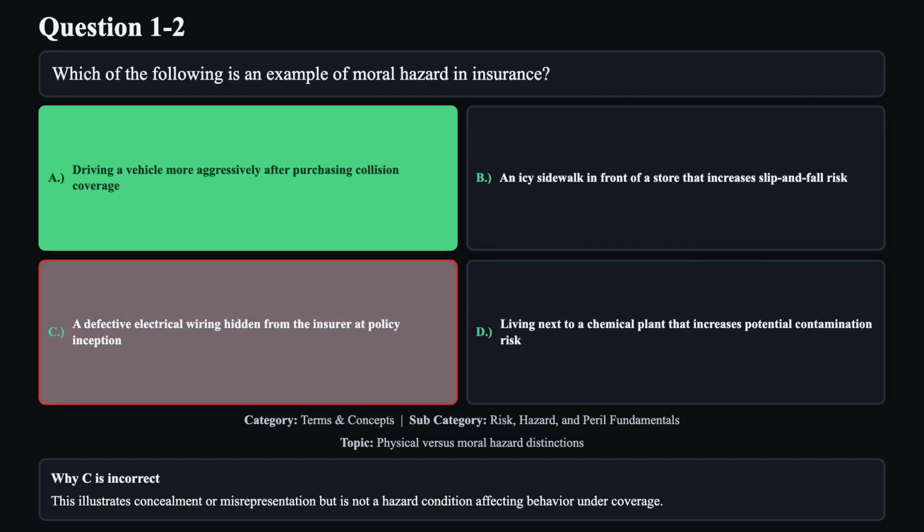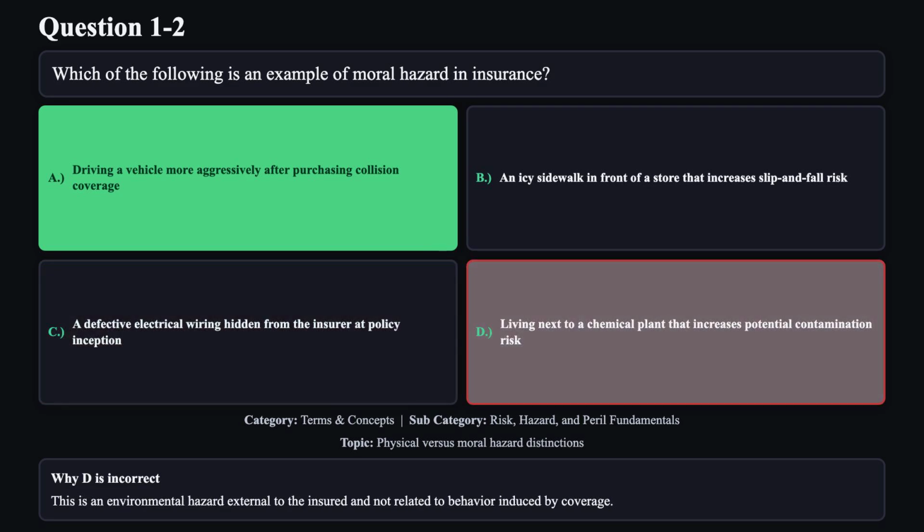Reason C is not correct. This illustrates concealment or misrepresentation but is not a hazard condition affecting behavior under coverage. Reason D is not correct. This is an environmental hazard external to the insured and not related to behavior induced by coverage.